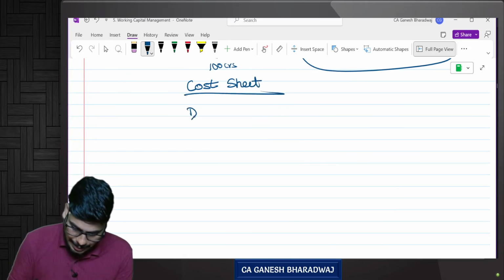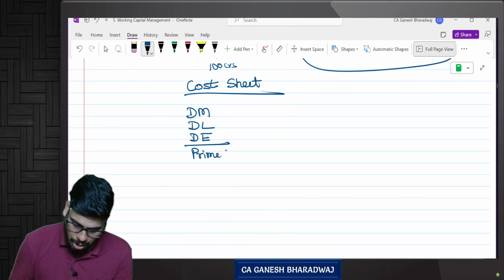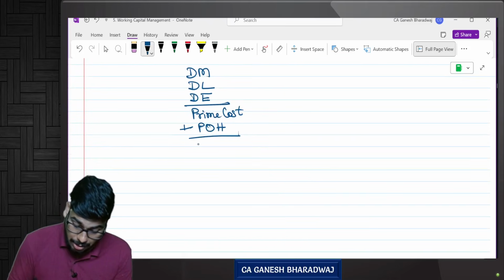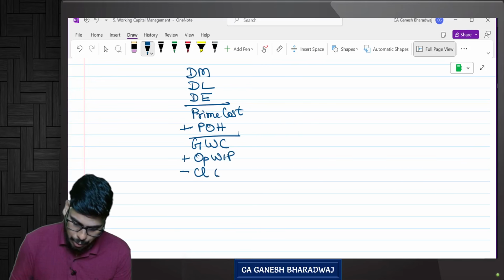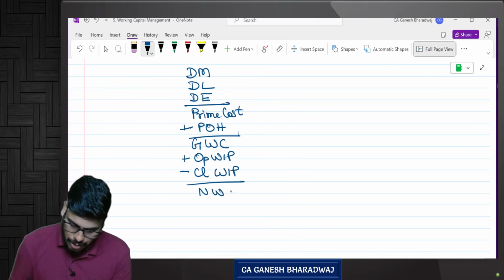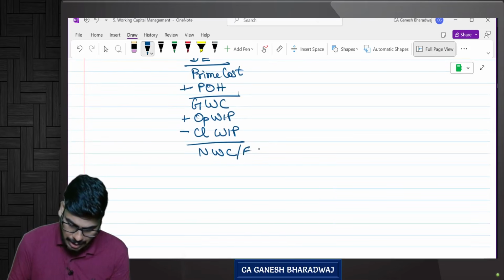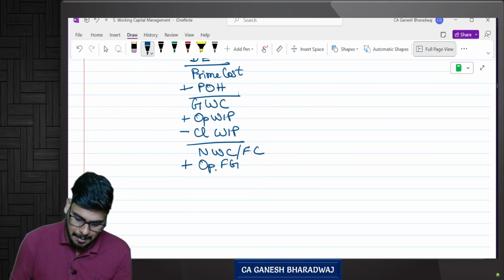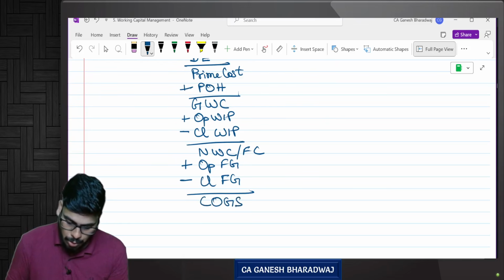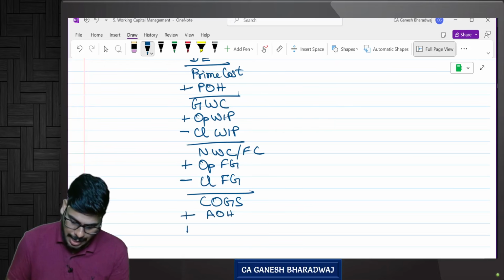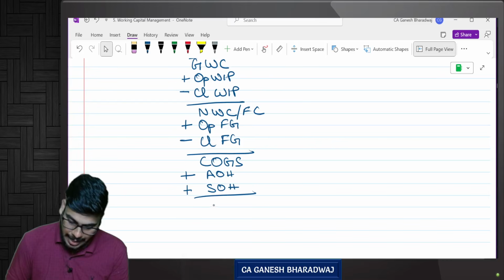basically we have direct material plus direct labor plus direct expenses. It gives you something called prime cost. To this, you will add your production overheads. You get something called gross works cost. Add opening WIP minus closing WIP. You get net works cost, or popularly known as factory cost. From this, add your opening FG minus closing FG. You get cost of goods sold. To this, you will add administrative overheads and selling and distribution overheads. You get cost of sales. To this, if you add profit, you will get the sales value.